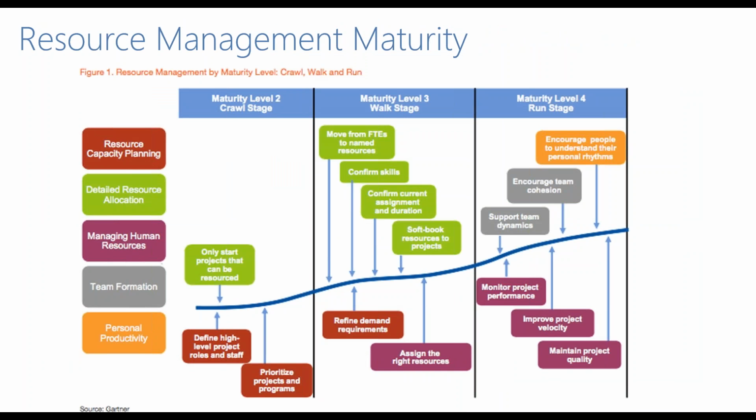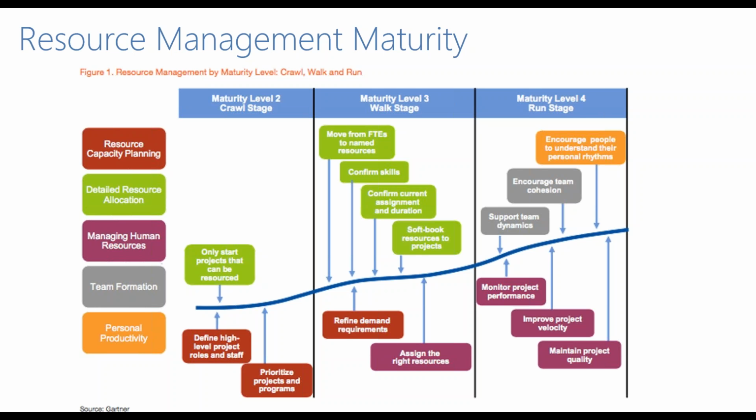If we look at what Gartner says about maturity, this is just a picture of some of the things we're talking about. At maturity level 2, notice in the red nodes that it really starts with mostly high-level capacity planning. For detailed resource allocation, we're only going to start projects that we define from a high-level capacity planning perspective that can be resourced. So we have a general idea that we have the resources to do it, but we may not do rigorous detailed resource allocation in our project planning.